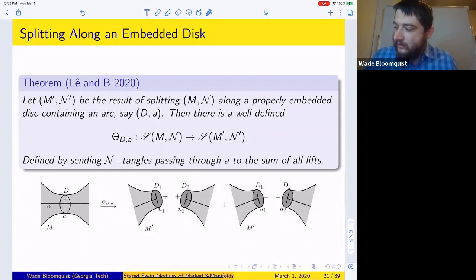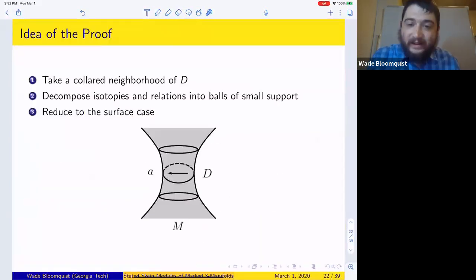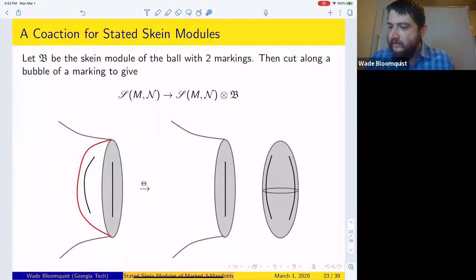And so just a quick idea of how you do this, very roughly speaking, is you're going to want to look in a neighborhood of that disk and then try to reduce down to the case of surfaces by looking at a collared neighborhood of that disk. And this doesn't give much information, but it's at least very vaguely the idea of the proof. Yeah, but I do want to skip forward just a second here.